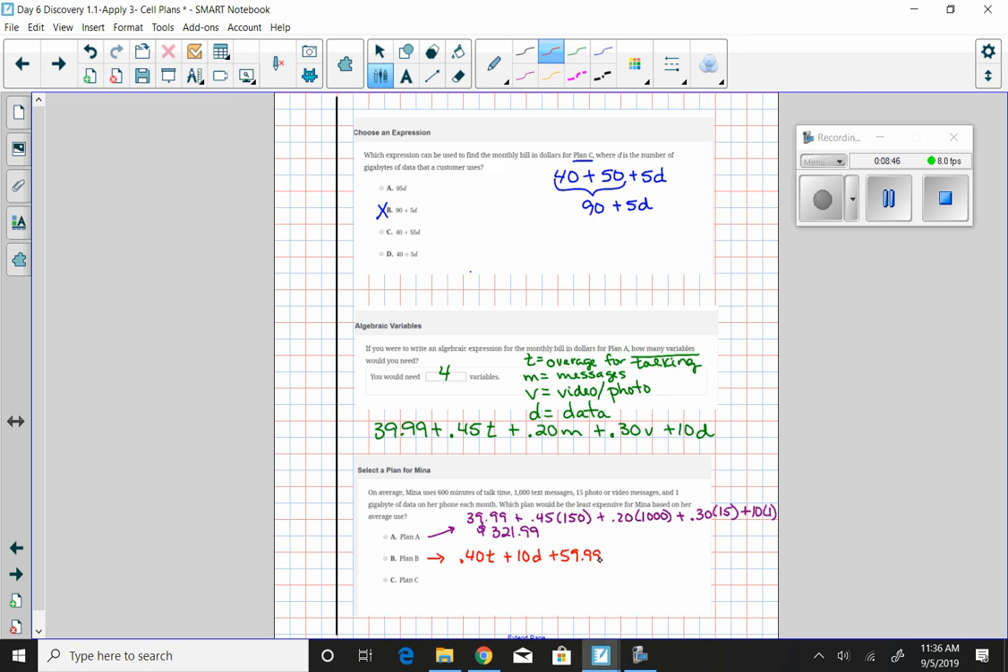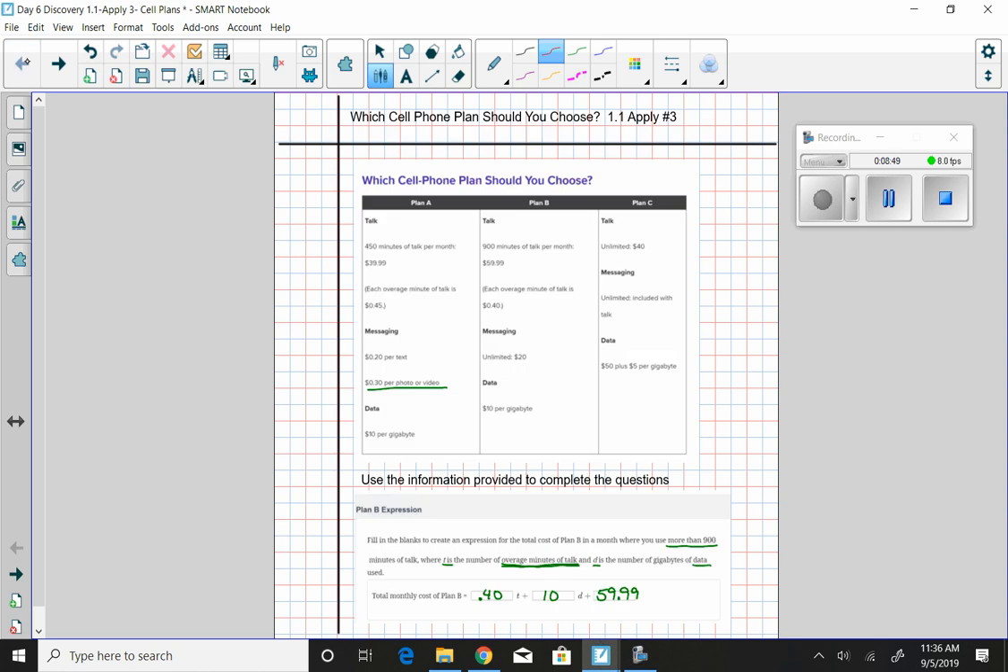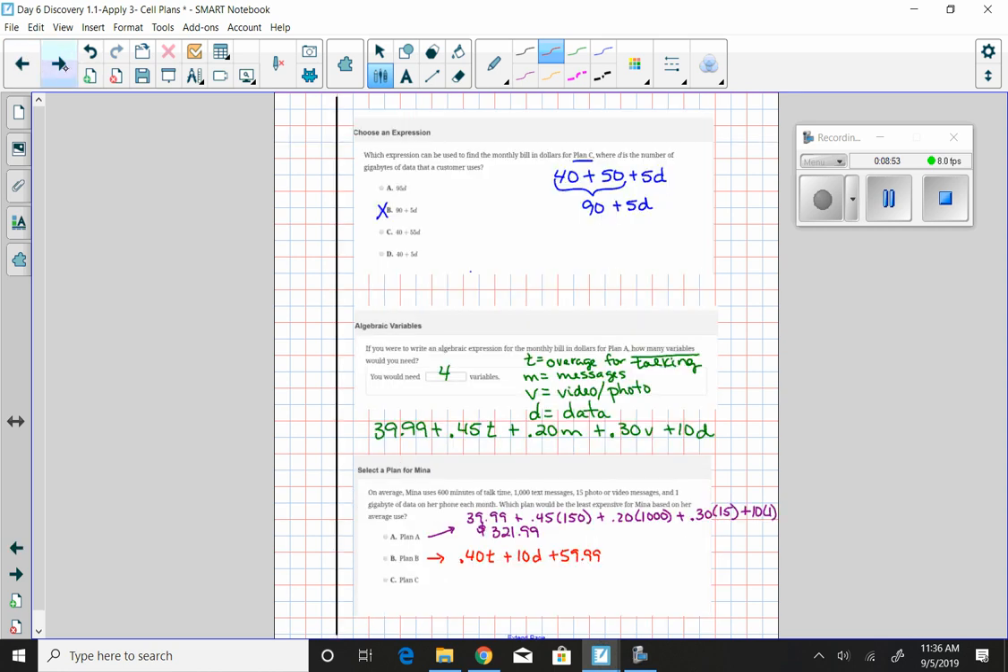So she's allowed to have what? She's allowed to have 90 minutes of talk, and she's only talking 600. So this doesn't exist. That one doesn't exist. And her data, she's only using 1, so I'm going to go back and erase that, and I'll put a 1 in there. So really, this is going to be $69.99. That's not bad. That's way cheaper than plan A. That's all I can tell you.